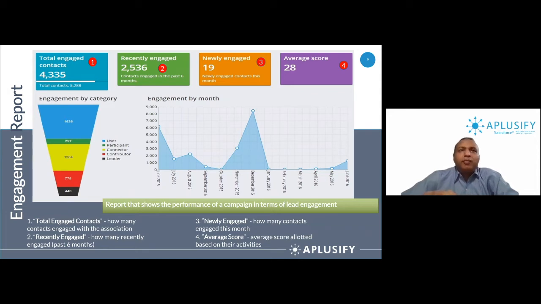So you can pull different reports. You can have contacts engaged in the past 1 year. You can have contacts engaged in the past 3 months, right? And there is the average score, right? So the average score is 28. And then you can have engagement by category, right?